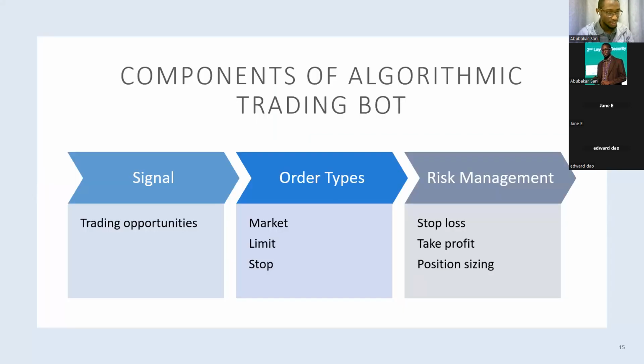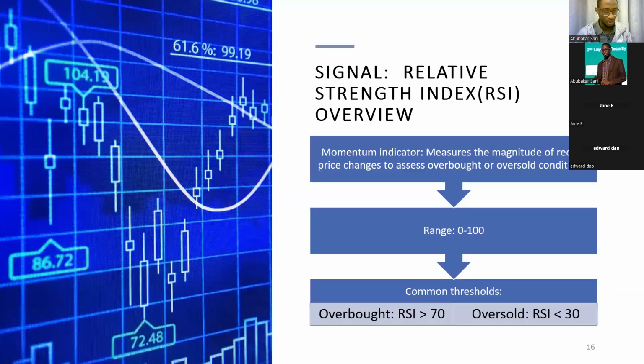So now we have seen the components. What are we going to do today? Based on this, how do we identify a trading opportunity? There is one simple strategy based on an indicator. This is a statistical indicator, and it's also a momentum indicator. It's called the RSI, the relative strength index.